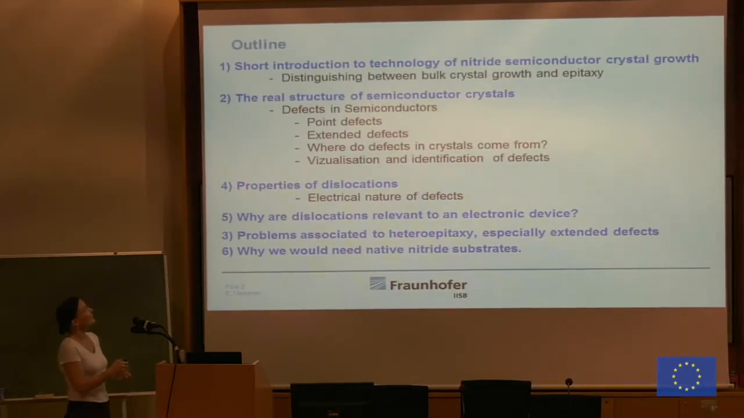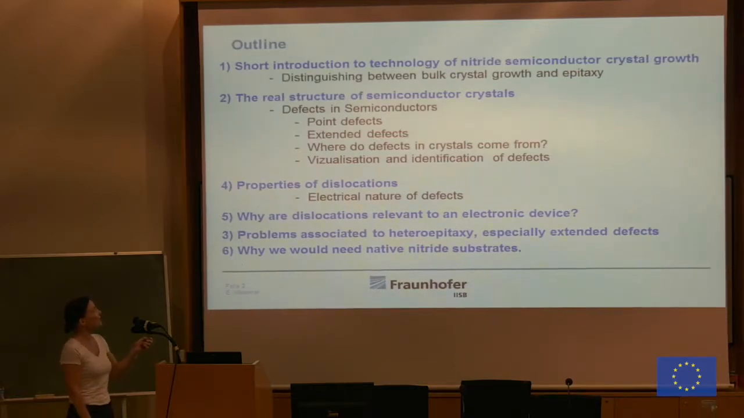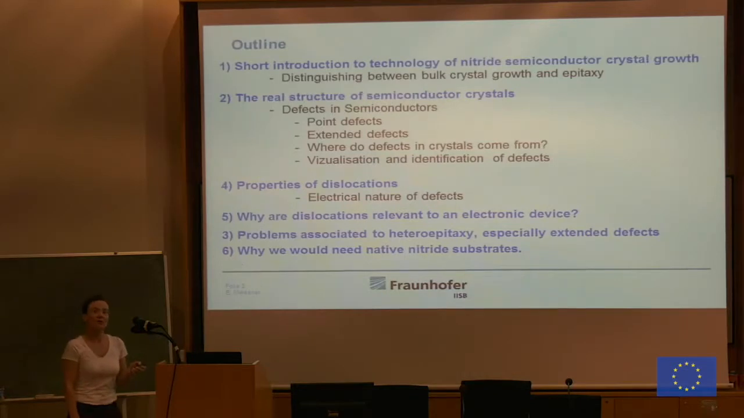So normally we are dealing with real structures. The real structures have some disadvantages compared to the theoretical form of a crystal. So we're talking about defects in a semiconductor and the types of defects that are there, how we can visualize them, where the dislocations or defects may come from, and actually what nature they have themselves, and what they are doing to an electronic device. So why don't we want to have dislocations at all?